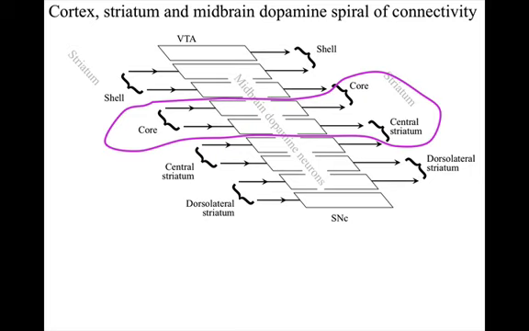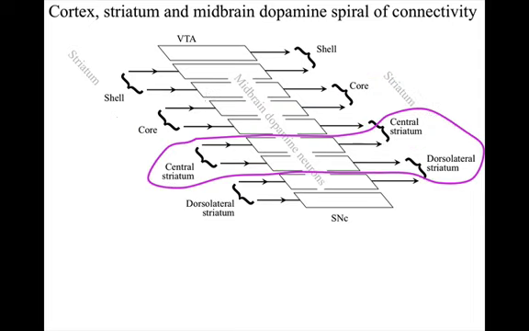The region of the midbrain dopamine neurons that gets inputs from the core projects back to the more dorsal part of the core and the more ventral part of the central striatum. The region of the midbrain dopamine neurons that gets inputs from the central striatum projects back to the more dorsal parts of the central striatum and the more ventral part of the dorsolateral striatum, and so on.